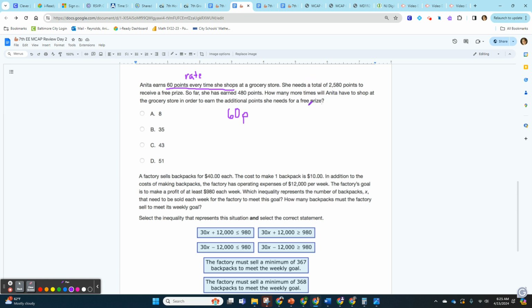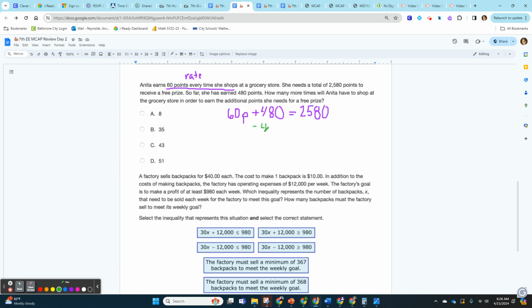She needs a total of 2,580 points. When I see total of, I know that's usually what my equation is going to be equal to. Receive a free prize. So far, she's earned 480 points. So far, she has 480. So I only need to count that once so it doesn't get a letter. How many more times will she have to shop in order to get the points she needs for a free prize?